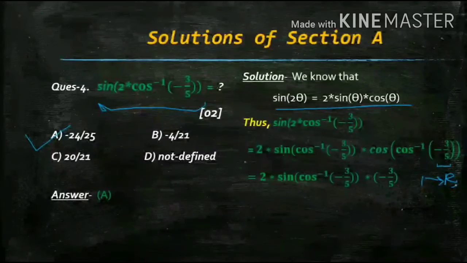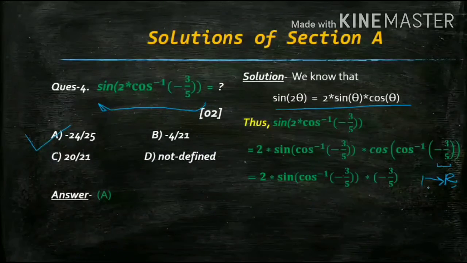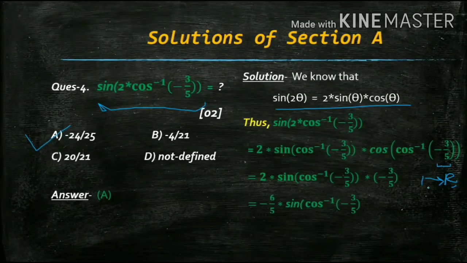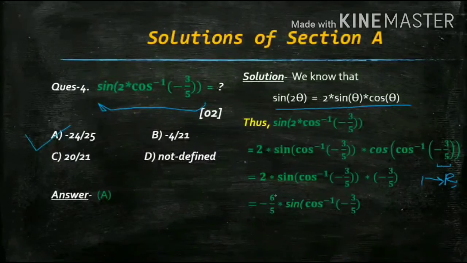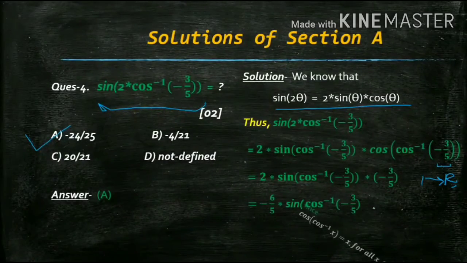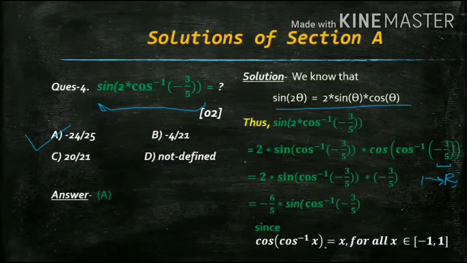R means the reasoning. Okay? Not the real line. Okay? Now, on solving, you will get minus 6 by 5 into sine of cos inverse of minus 3 by 5. I have written the reasoning over here. Since cos of cos inverse x is x, for all x belongs to the closed interval minus 1, 1. Okay, this is the reasoning which you have to give over there.